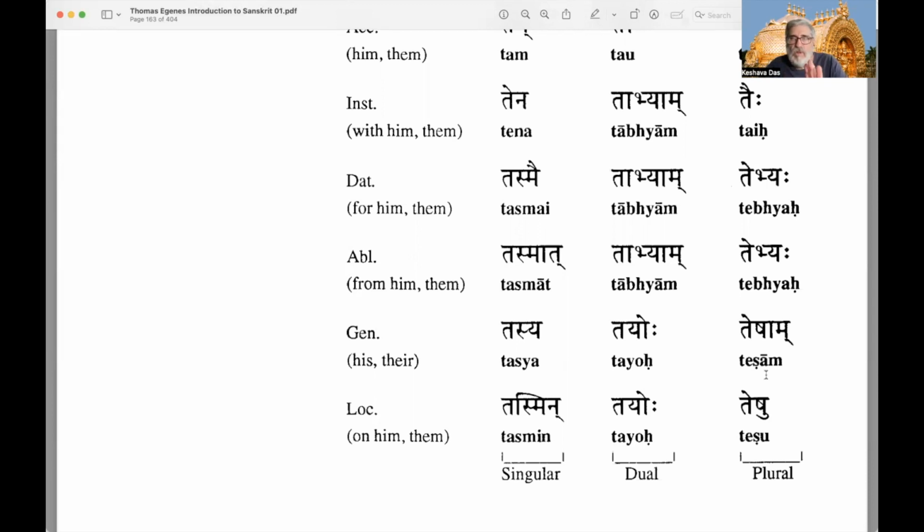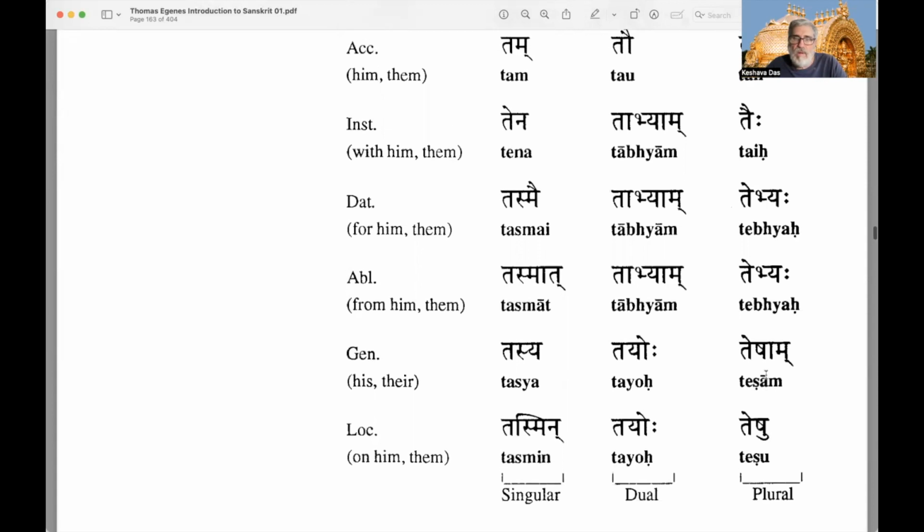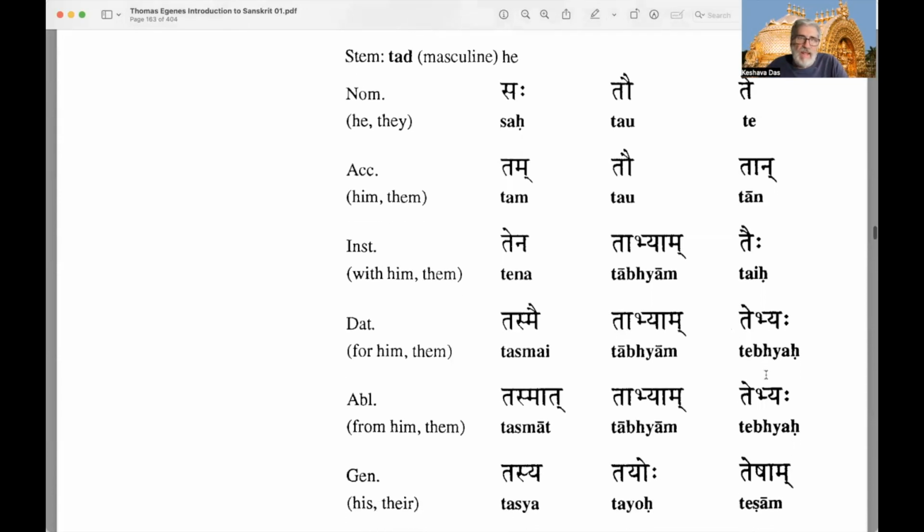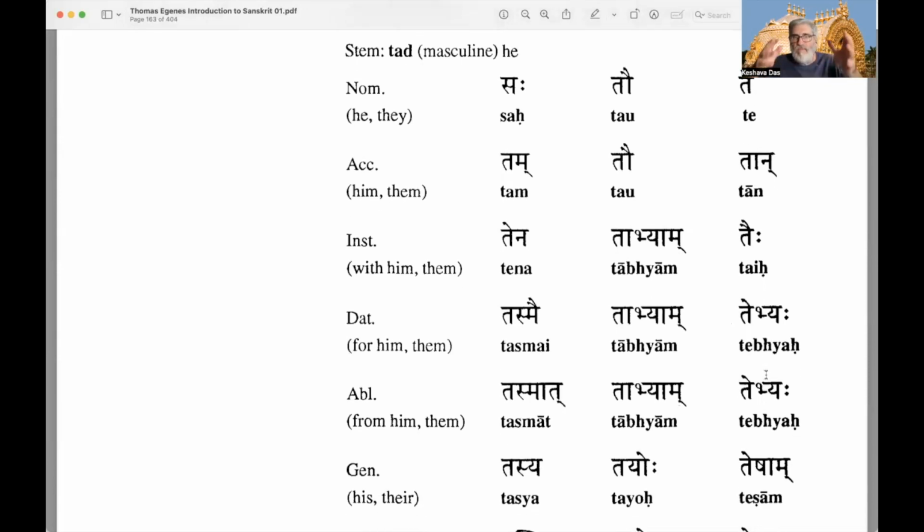So just learn those off by heart, right? As the masculine declension of the word he, right? Sa tau te, tam tau tan, like that. And what does it mean in English, right? So obviously he, they two, they all, or they both and they all, right? In the accusative will be him, right? Them, or them two, or both of them, or them all, right.